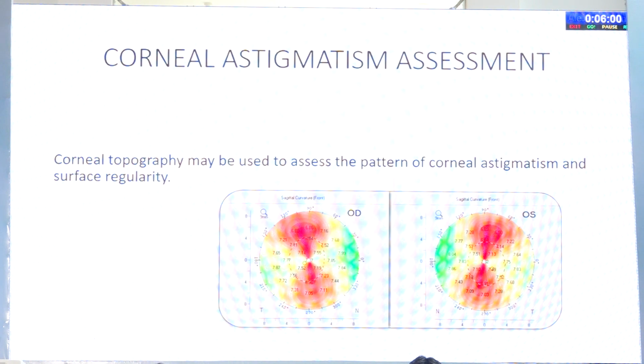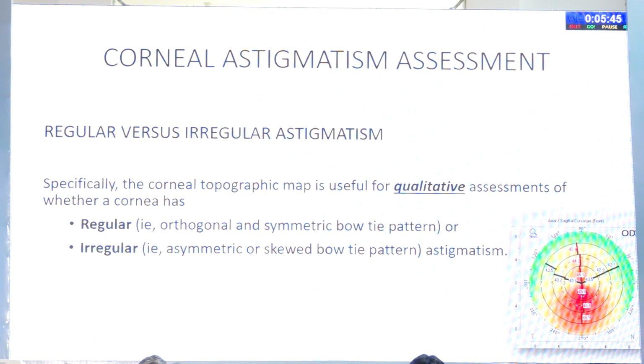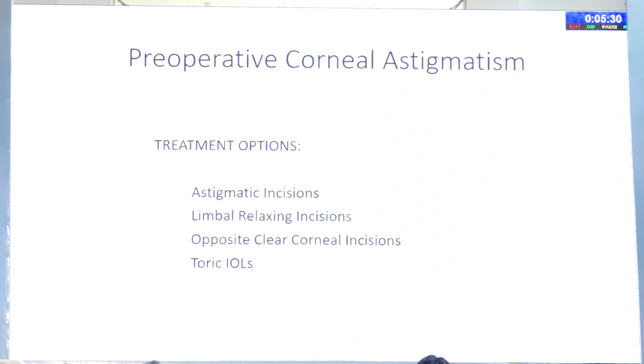The main thing is assessment of the corneal astigmatism. The topography may be used to assess the pattern of corneal astigmatism and the surface regularity. So it is useful for qualitative assessment of the cornea to know whether it is regular, that is an orthogonal or symmetric bow tie pattern, or irregular, that is an asymmetric or skewed bow tie pattern. So this decides whether you are going to implant a toric or not. And next is a quantitative assessment. It depends on the surface regularity index, the surface asymmetry index, and the corneal higher order aberrations that are derived from the topography.